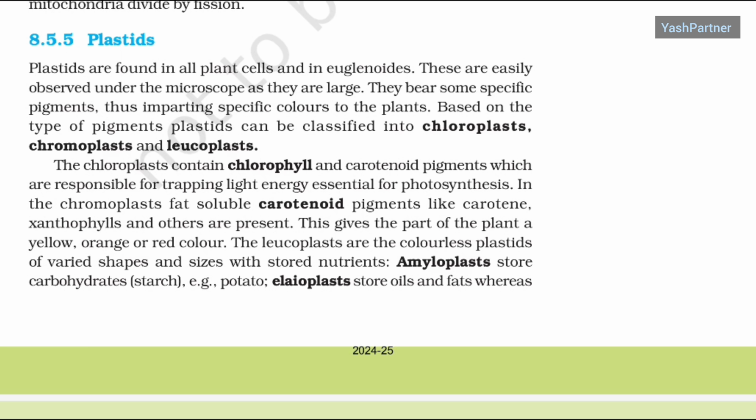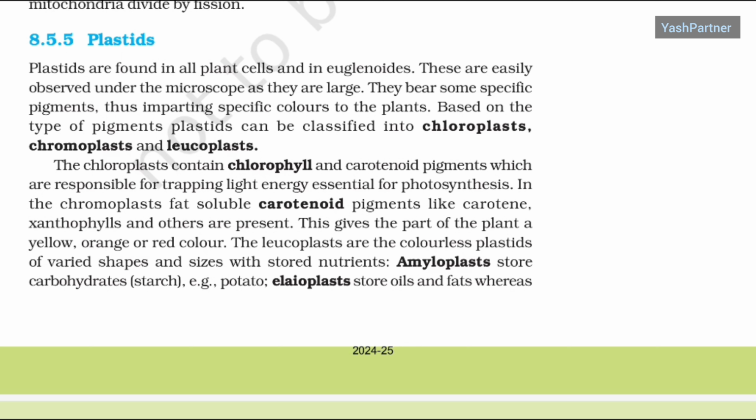The chloroplasts contain chlorophyll and carotenoid pigment which are responsible for trapping light energy essential for photosynthesis. In the chromoplasts, fat-soluble carotenoid pigments like carotene, xanthophylls, and others are present. This gives the part of the plant a yellow, orange, or red color.